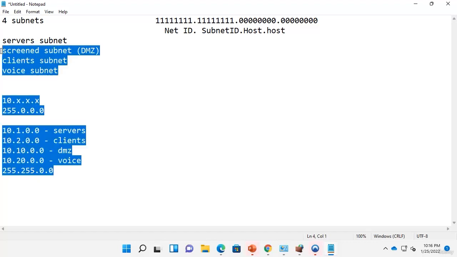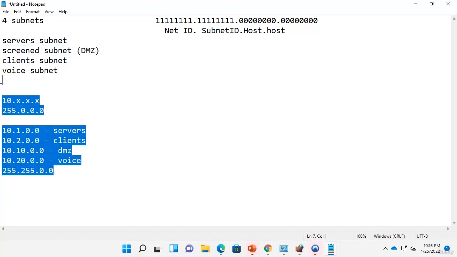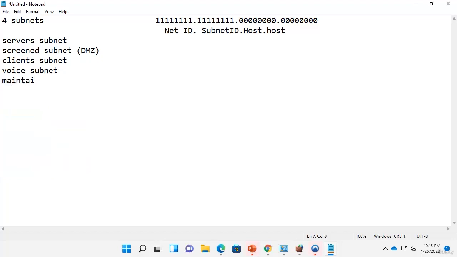Okay? And so I'm going to show you a situation. Let's say maintenance. Let's say, well, actually, we'll do the SAN subnet. And then a guest subnet. Okay, so let's say we've come up with a situation where we need 6 subnets. And what they're for is not really important. You'll get questions potentially that say, okay, here's your network ID. You need to create 6 subnets. How are you going to do that?